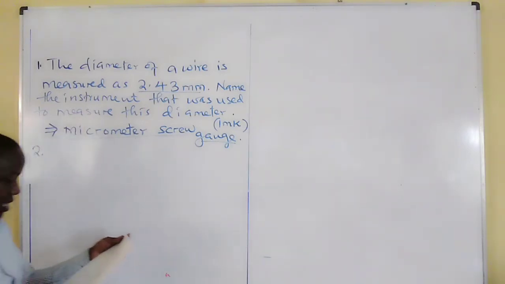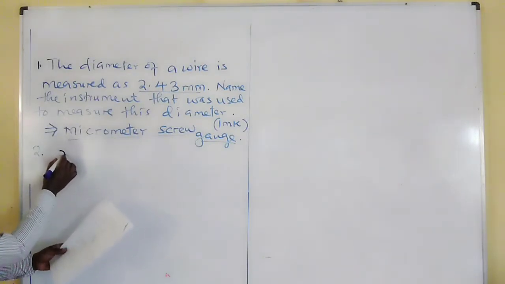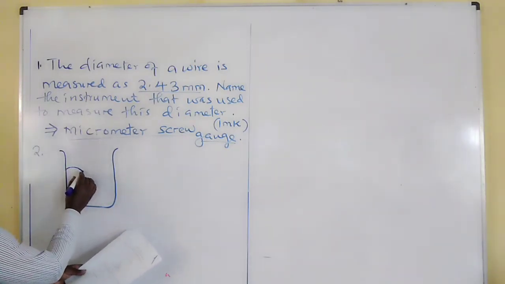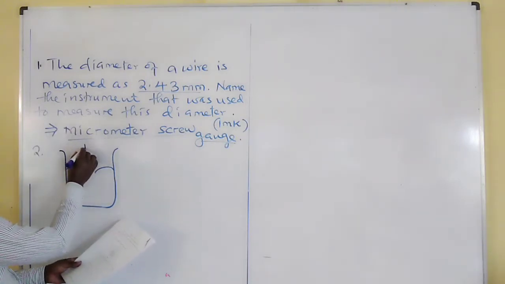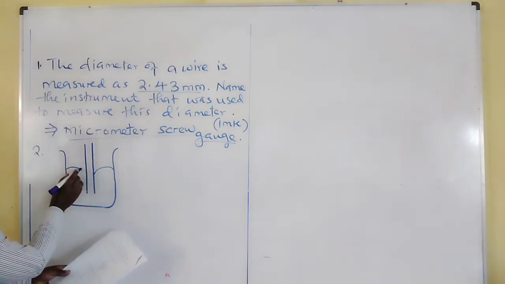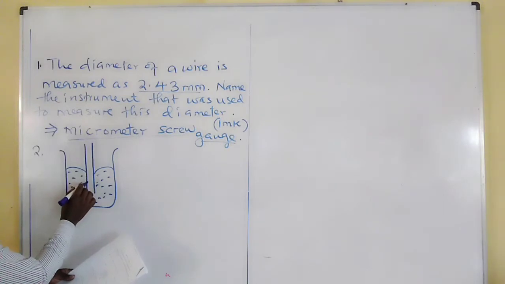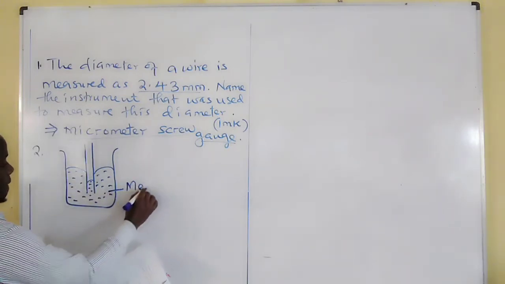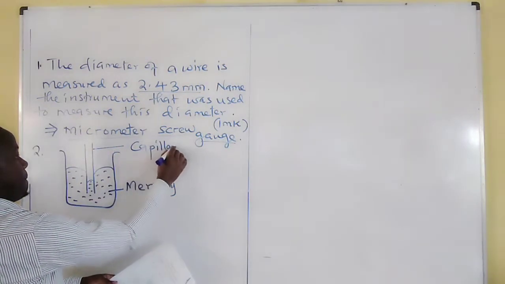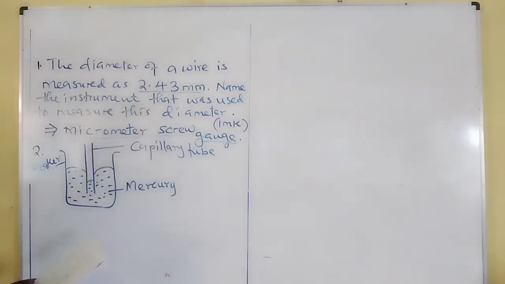The question says that figure 1 shows a capillary tube dipped in mercury in a beaker. Therefore, I will just draw the diagram for you. We have a beaker which contains some mercury. Then inside the mercury, we have a thin capillary tube, which is dipped inside the mercury. So this is the mercury, this is the capillary tube, and here is the beaker containing the mercury.